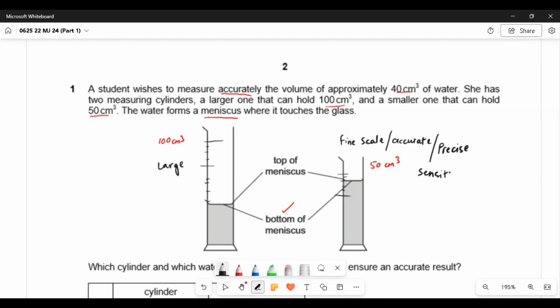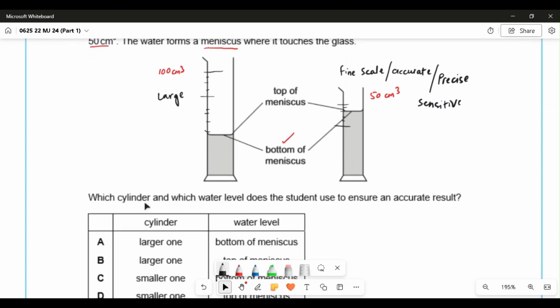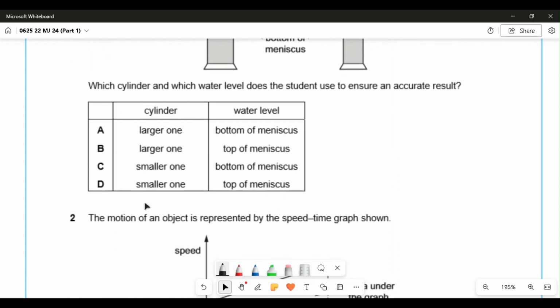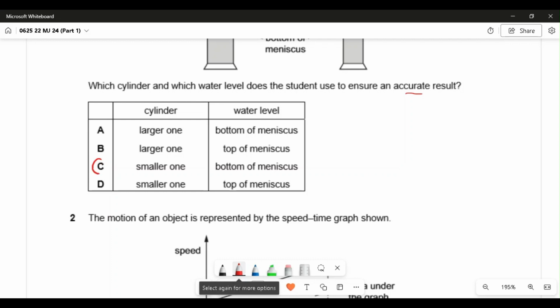So this one is more sensitive because it can give you the minor details as compared to the larger one. The larger one will give you a large volume as a whole, but the small details you can see will be from the smaller one. Coming back to the point, which cylinder and which water level does the student use to ensure an accurate result? As I mentioned, the cylinder will be the smaller one, with the bottom of the meniscus, not the top of the meniscus. So the bottom of the meniscus is better.